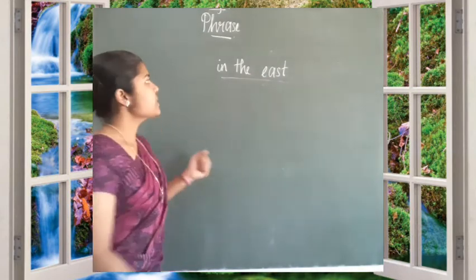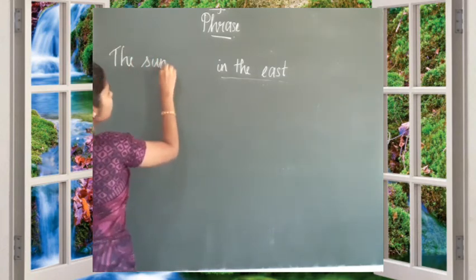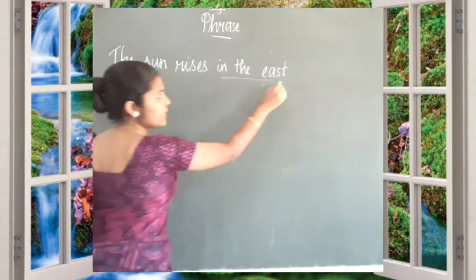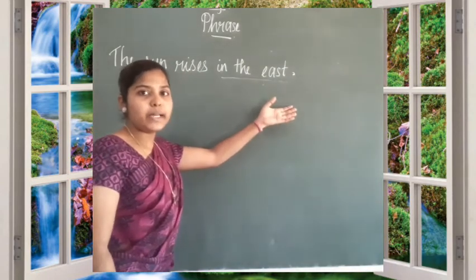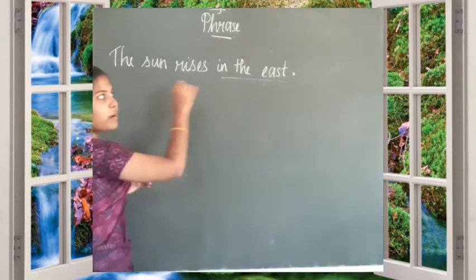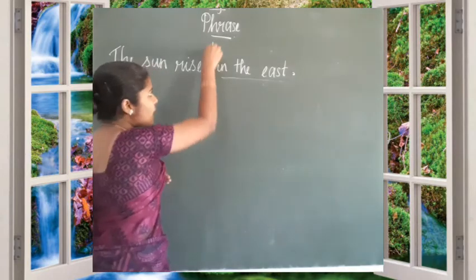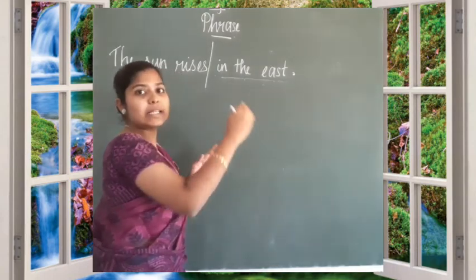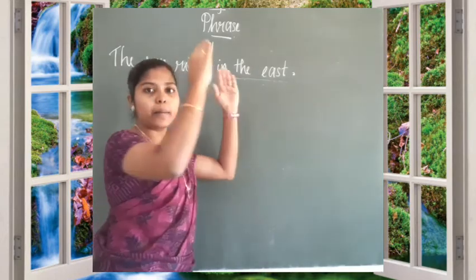If I write, the sun rises in the east. This gives a complete meaning and hence it is a sentence. So a sentence is a group of words which gives a complete meaning, but a phrase is also a group of words, but it doesn't give a complete meaning. It is just a part of a complete sentence.